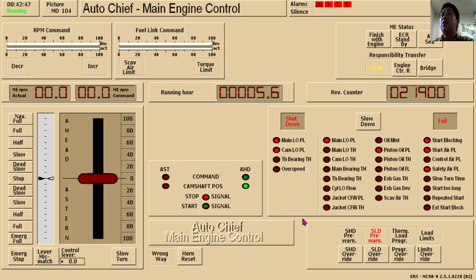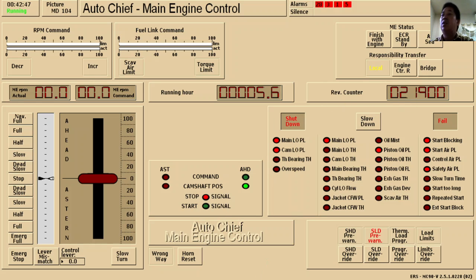So if any of these have an alarm here, you cannot really start the engine. You have the shutdown alarm, you have the slowdown pre-warning alarm, and you have the fail alarm. So you cannot start the engine in this condition. But if this is all complete and there is no alarm, sure, you can start the engine.